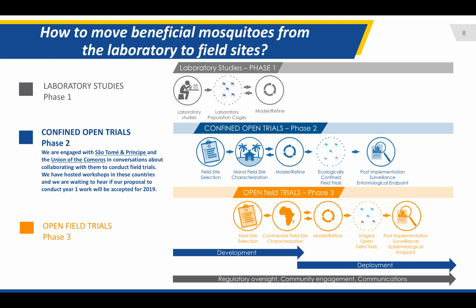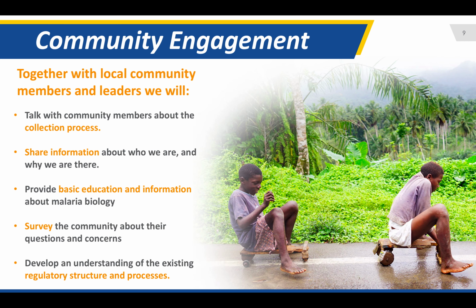It is really important to mention that during all this process, we are carrying out regulatory, community engagement, and communications activities with the authorities of these places, as well as with the community. And about the community engagement, we are currently in contact with local community members and leaders. We are talking with them about our proposal and all the working plans that we have in those localities. We share information with them about who we are, what we are doing, why we are doing it, and how we are going to do it.